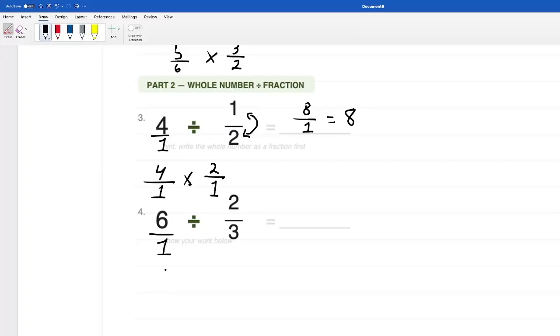So let's write it out again, except the multiplication version of it. 6 over 1 times 3 over 2. And that's going to give us 18 over 2. And what would that give us as a mixed number or a whole number? What would that be? If you said 9, you are correct. That is your final answer.